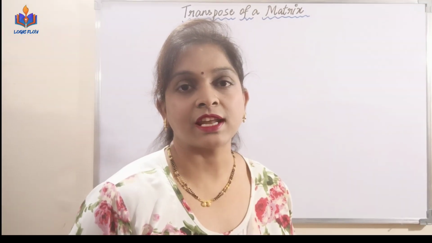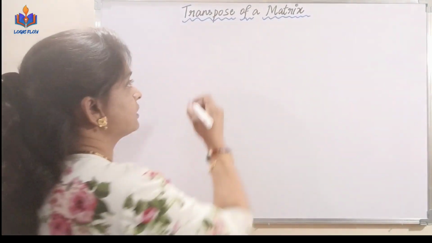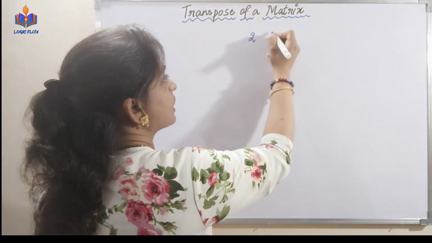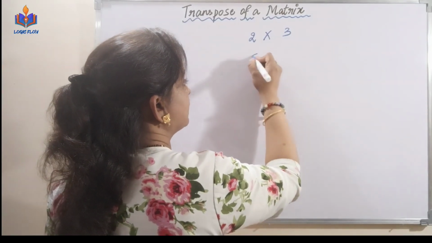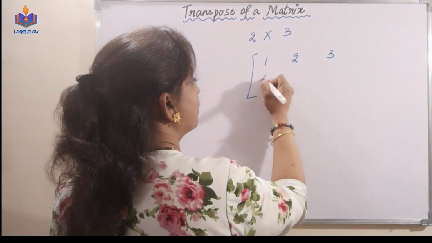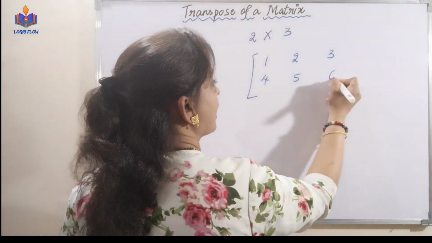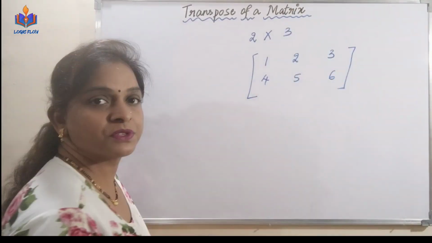So what is the transpose of a matrix? Let us assume we have a matrix with 2 rows and 3 columns. So the elements are like this. Say the matrix is 1, 2, 3, 4, 5 and 6. So it is 2 rows and 3 columns.